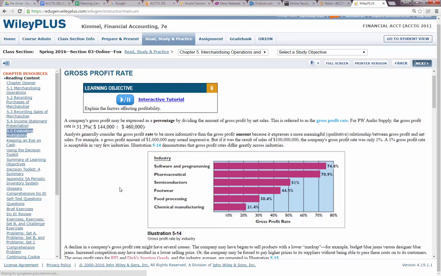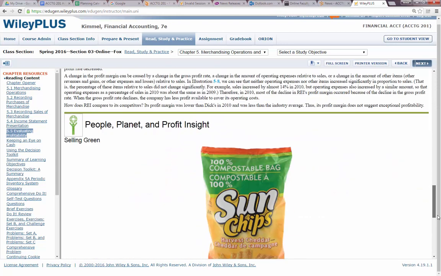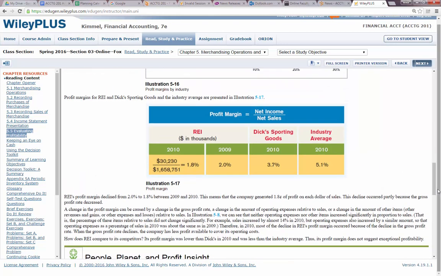And then the last thing you need to know for this chapter is how to calculate gross profit rate, which is your gross profit divided by your net sales, and how to calculate profit margin, which is the net income divided by the net sales. And that'll really do it for chapter 5.